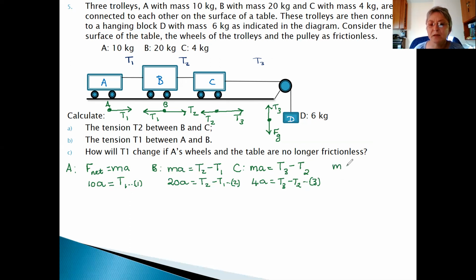And we have the equation for D. It's MA equals FG minus T3. And if I substitute the values here, it is 6A equals, now the FG here would be 6 times 9.8, which is 58.8, minus T3. This is our fourth equation.